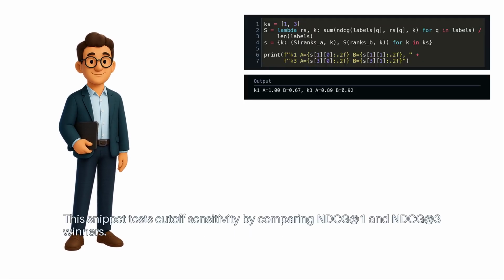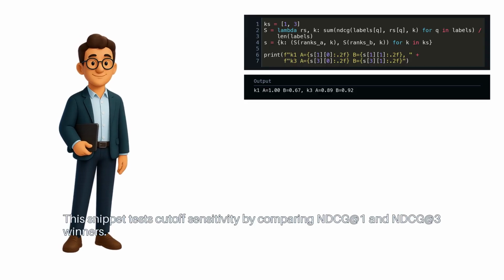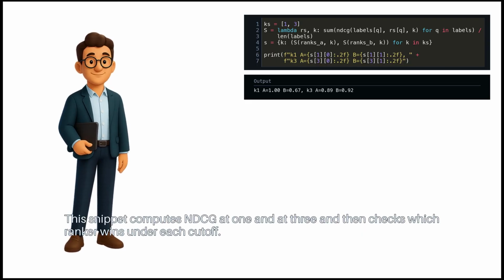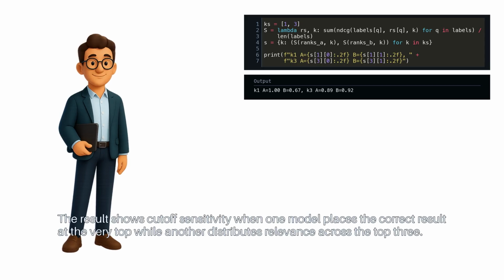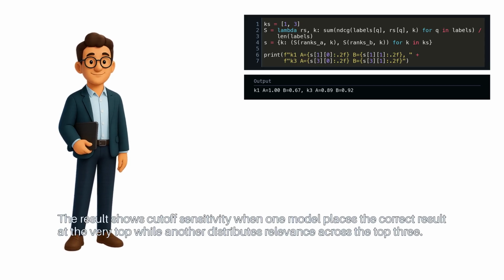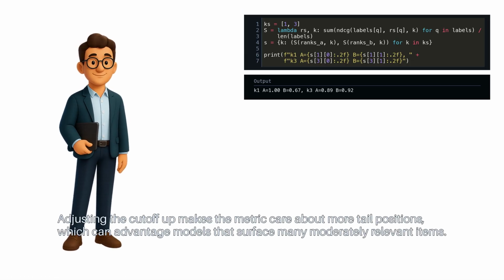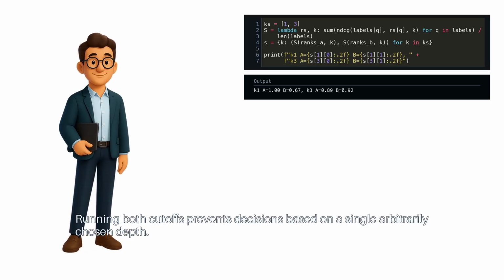Next, we probe cutoff choices explicitly. This snippet tests cutoff sensitivity by comparing NDCG at 1 and NDCG at 3 winners. It computes NDCG at 1 and at 3, and then checks which ranker wins under each cutoff. The result shows cutoff sensitivity when one model places the correct result at the very top, while another distributes relevance across the top 3. Adjusting the cutoff up makes the metric care about more tail positions, which can advantage models that surface many moderately relevant items. Running both cutoffs prevents decisions based on a single arbitrarily chosen depth.